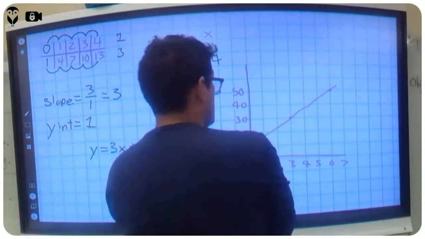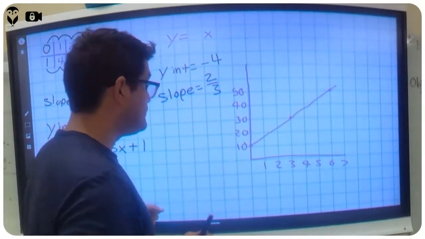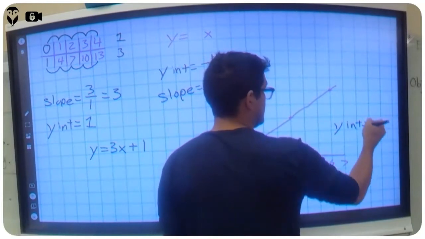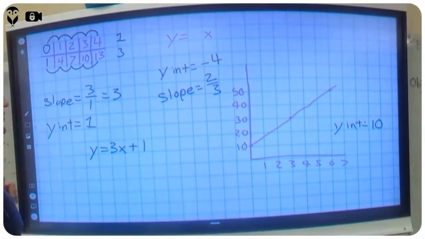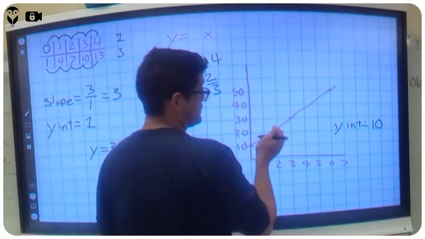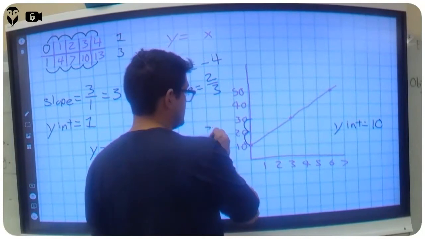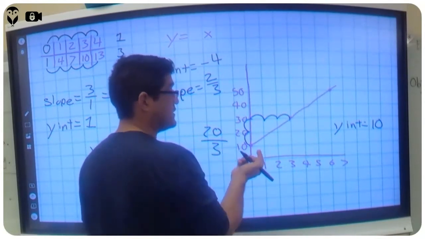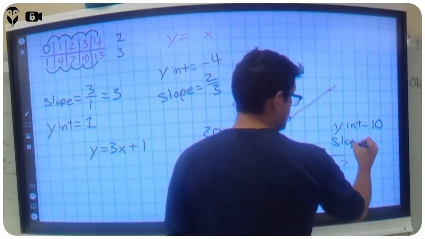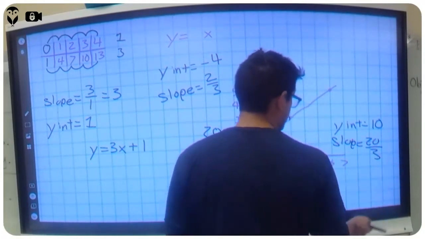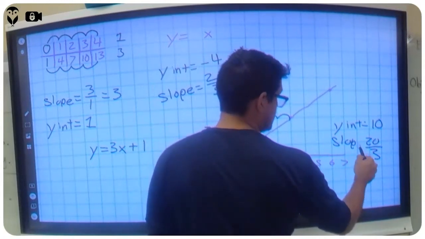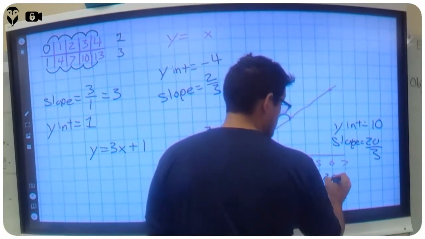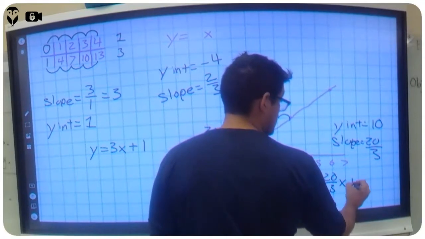All right, what about here? Let's pull the y-intercept and the slope out. The y-intercept is 10. It says it right there. Remember, they also call that the initial value. Now this one, what's the slope? It's going up 20, and it's going to the right 3. So 20 over 3 is the slope. If I wanted to write the equation, it would be y equals 20 over 3 x plus 10.